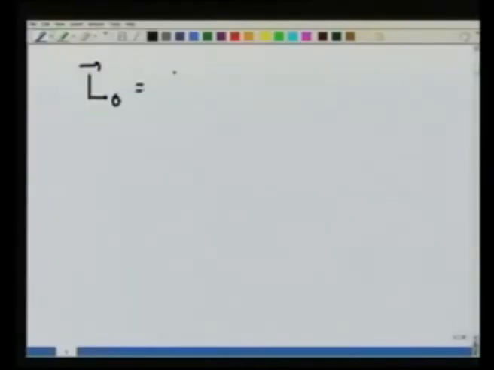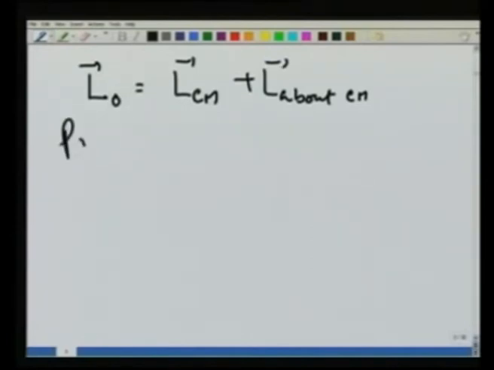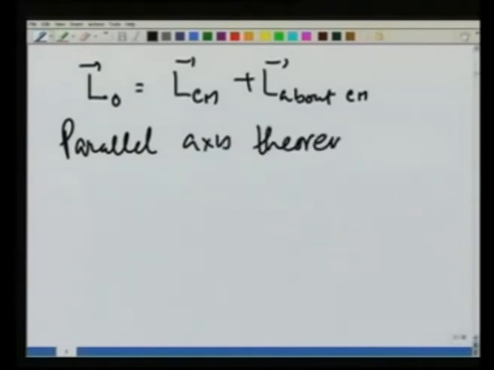This fact that L about any point is equal to L_CM plus L about CM also gives rise to something known as the parallel axis theorem in relation with the moment of inertia. I am sure you have heard of this theorem, but we will come back to it later when we do rigid body dynamics. Right now, we are trying to make ourselves familiar with angular momentum.